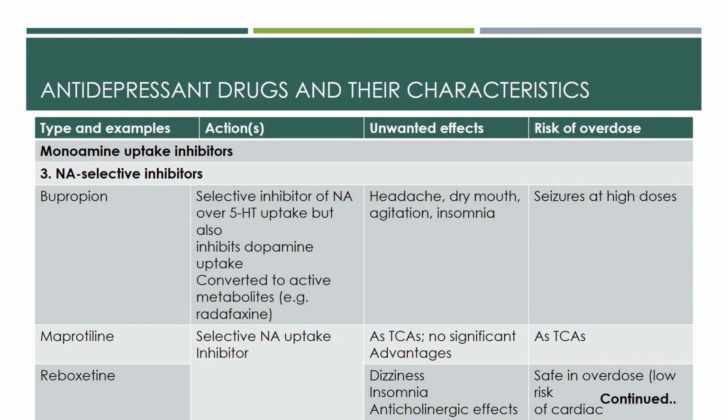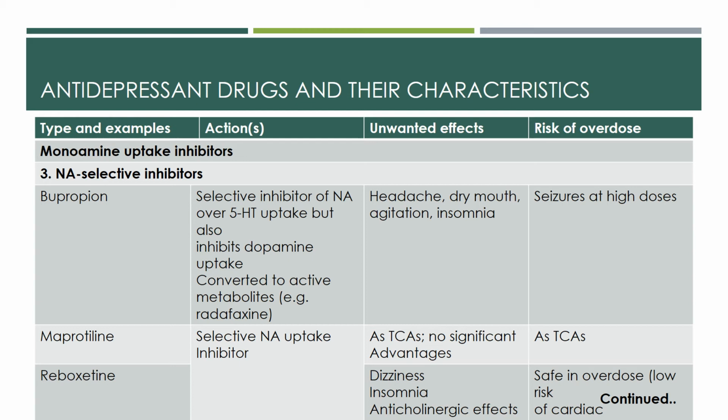Another class is bupropion, whose mechanism of action is selective inhibition of Na over 5-HT uptake, but it also inhibits dopamine uptake, and it is converted to active metabolites, for example, hydroxybupropion. Na is noradrenaline. The unwanted effects it produces are headache, dry mouth, agitation, and insomnia. Seizures at high doses are a risk of overdose.